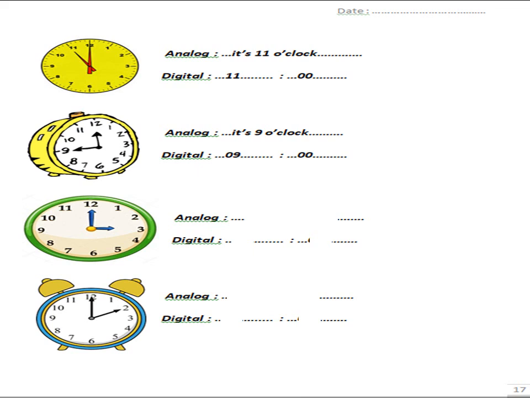The third clock here, it's 3 o'clock. In digital we write 3 and on the other side we write 2 zeros. The last clock here we have 2 hands. One small hand refers to 2, which is the clock, and the other big hand refers to minutes. So it will be 2 o'clock, and in digital we write 2 and 2 zeros.